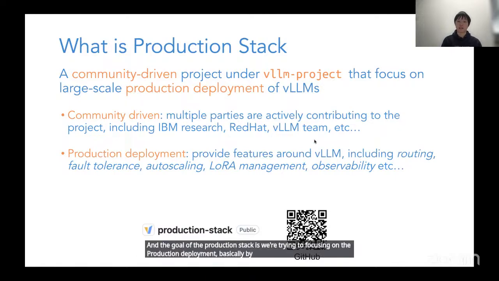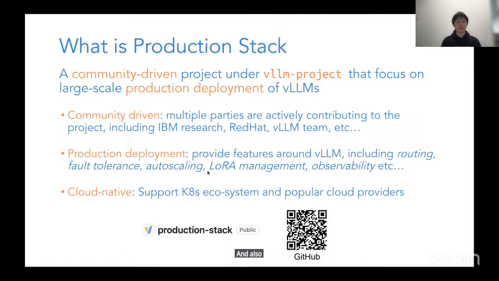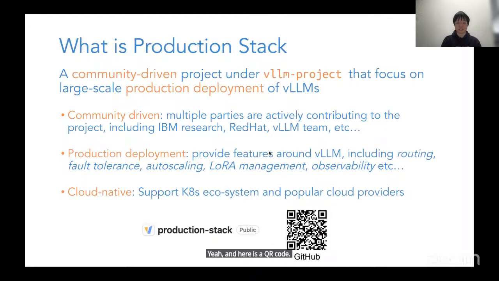The goal of the production stack is to focus on production deployment, basically by providing some interesting features around vLLM, including fault tolerance, request routing, auto scaling, LoRA management, observability, all of those kinds of things. And also, we are going to make the production stack cloud native, meaning that it should support the Kubernetes ecosystem as well as the popular cloud providers. Here is the QR code for our GitHub page. Feel free to scan it.